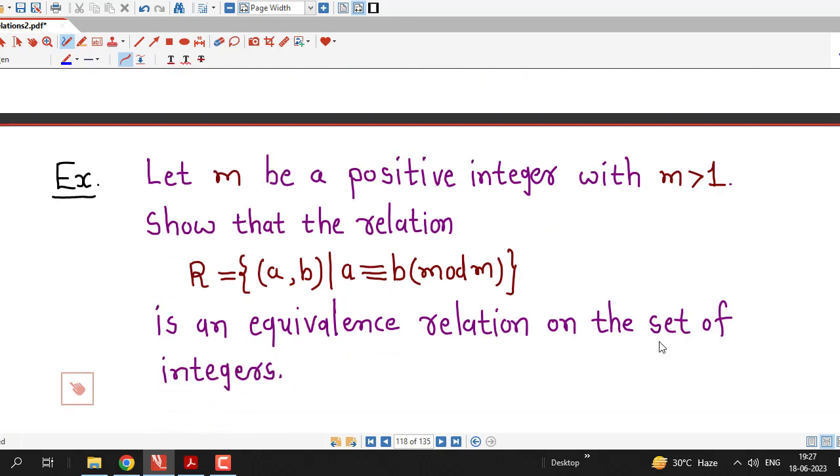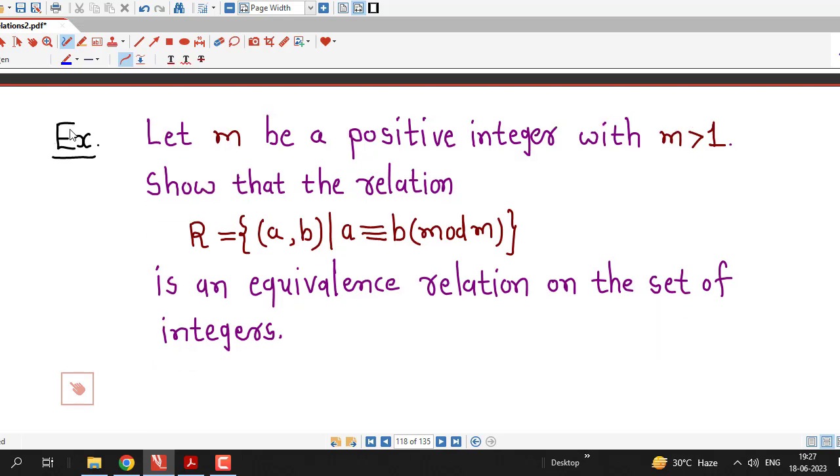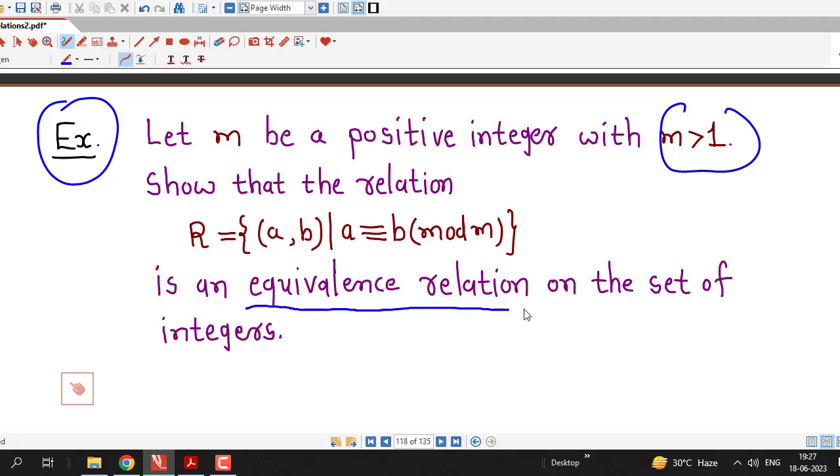And here this is a simple exercise. We can prove that this congruence relation is an equivalence relation on the set of integers. So they can ask you this type of question also. Let m be a positive integer with m greater than 1. Show that the relation R equal to ordered pairs (A, B) such that A is congruent to B modulo m is an equivalence relation on the set of integers.